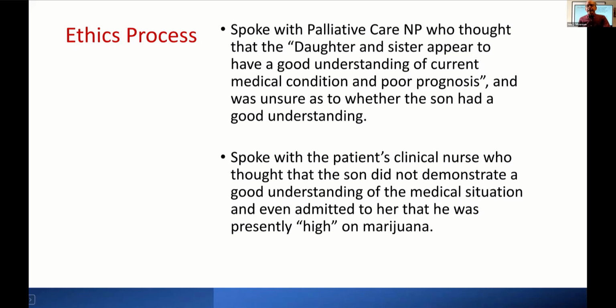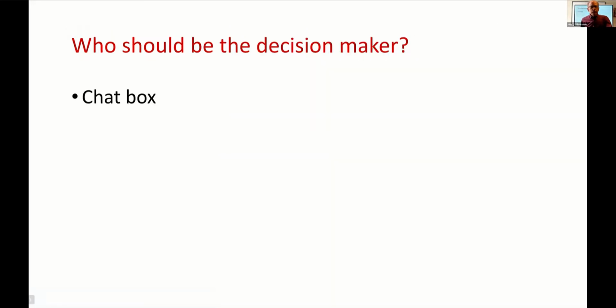I spoke to the palliative care NP who thought that the daughter and sister appeared to have a good understanding of the current situation, and however was unsure as to whether the son had a good understanding. I spoke to the clinical nurse who thought that the son did not demonstrate a good understanding of the medical situation, and even admitted to her that he was frequently high on marijuana. Does that give us any more information as regarding who should be the decision maker?